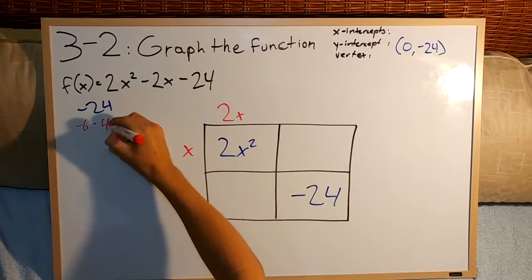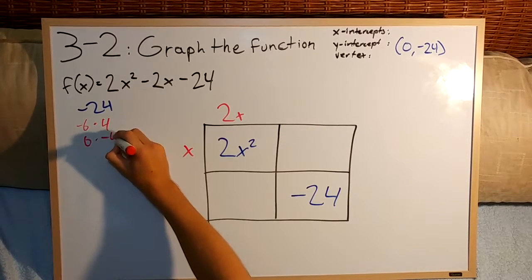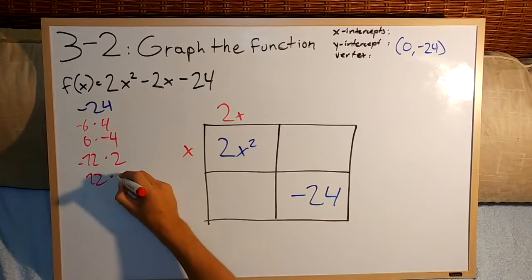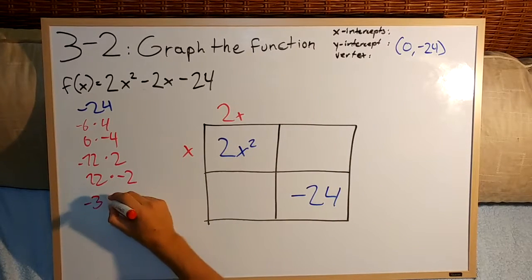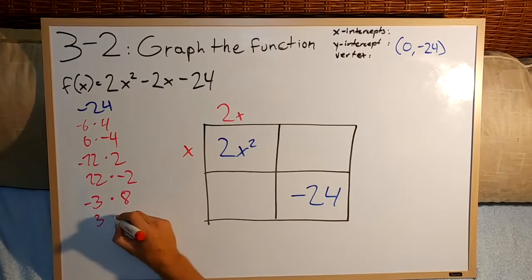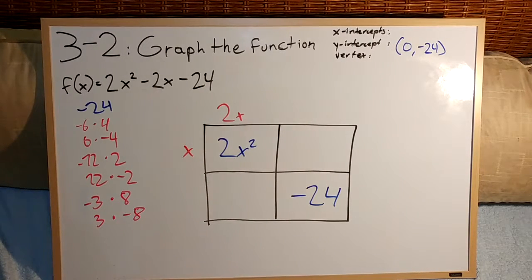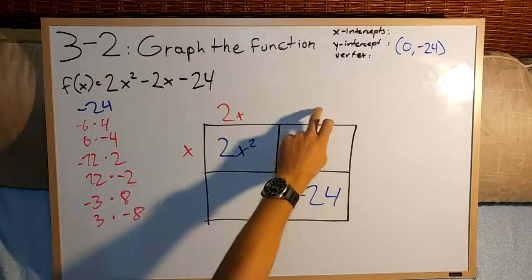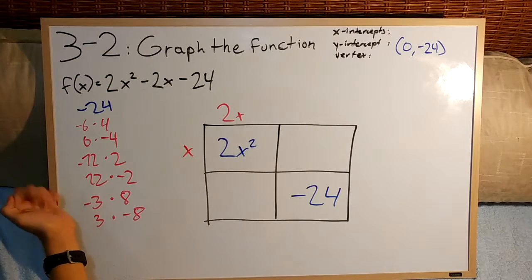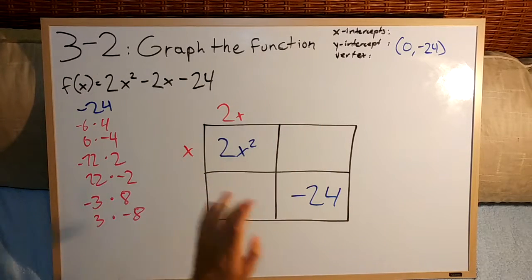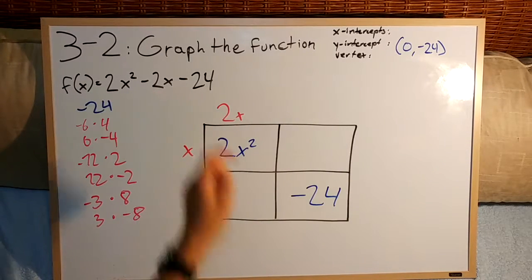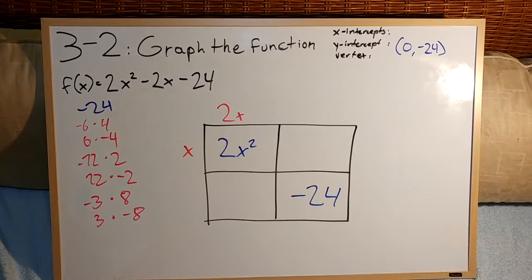Negative 6 times 4. 6 times negative 4. Negative 12 times 2. 12 times negative 2. Negative 3 times 8, and 3 times negative 8. There are 2 possible ways we can use this to find them. So, for example, we'll be using 2 of these to write 2 different factored form functions that work and are converted from this one. So, let's try, for example, using 12 and negative 2.